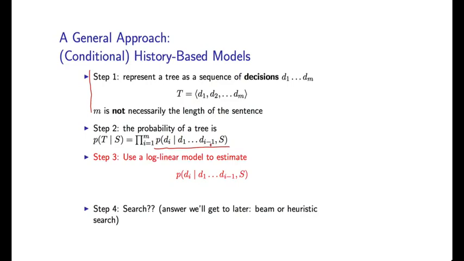So the remaining steps of this approach are going to be to derive a log linear model that estimates these conditional distributions, and finally to somehow implement search for the highest probability parse tree. So let's talk about this next. How do we use a log linear model to define this conditional probability?